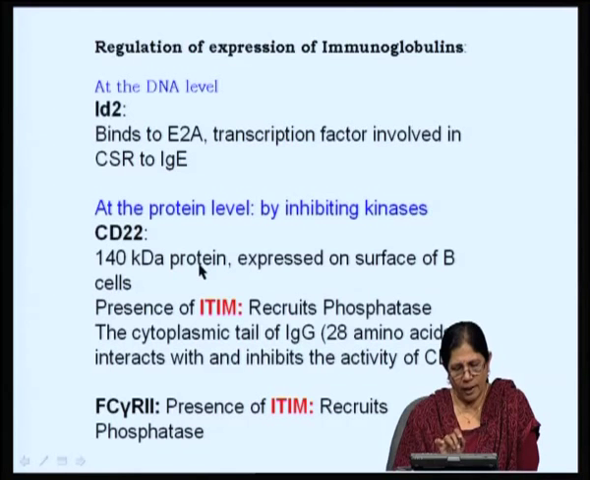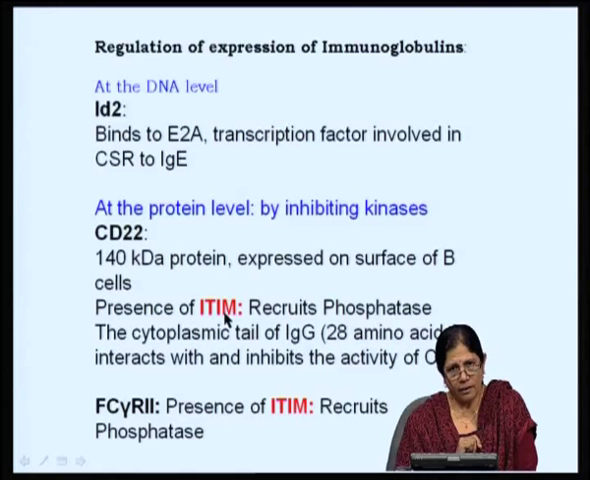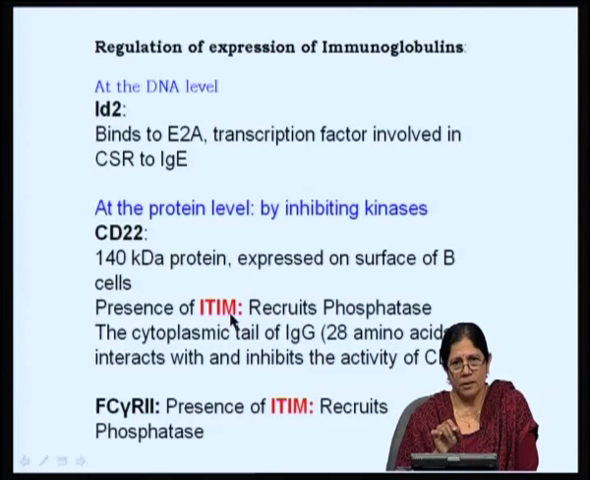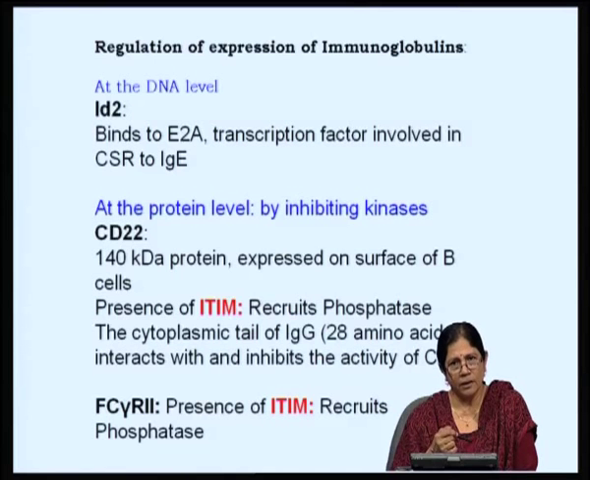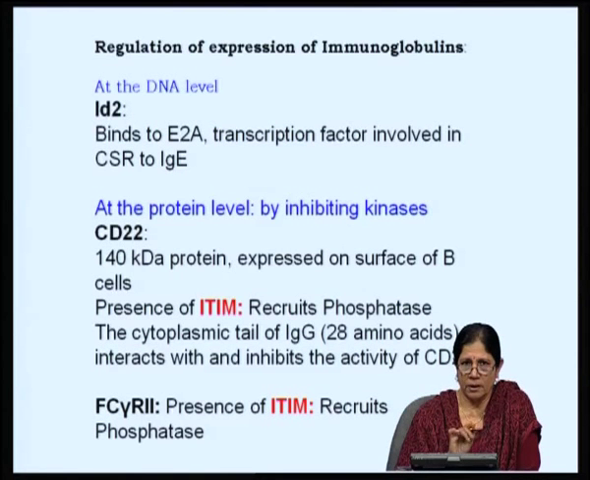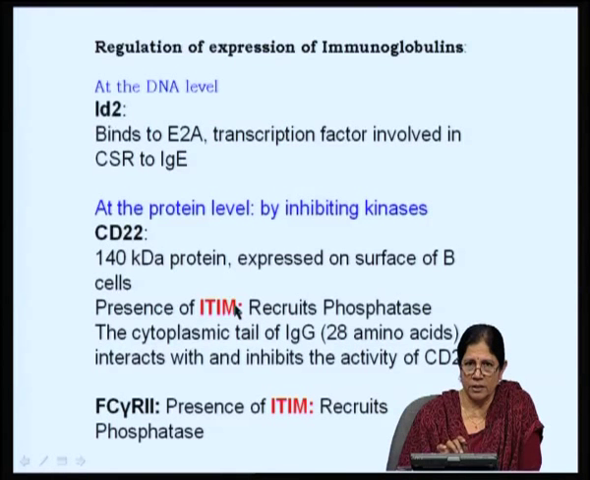Now, this has in the intracellular domain an ITIM. Does this ring a bell? Remember ITAMs and ITIMs. When I was talking about signaling in B cells, I talked about ITAMs. ITAMs are immunoreceptor tyrosine based activation motifs, and ITIMs are immunoreceptor tyrosine based inhibitory motifs. Now, both ITAM and ITIM get regulated or activated by way of phosphorylation, but while ITAM recruits kinases, ITIM recruits phosphatase. So, that is what CD22 does.